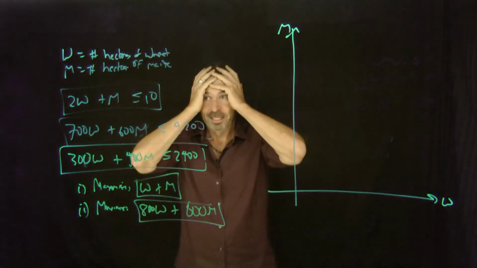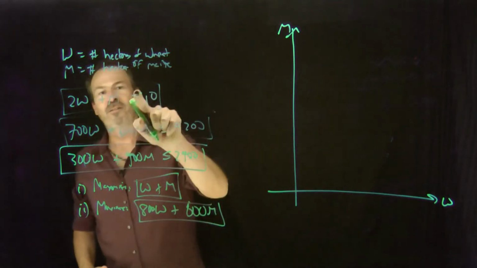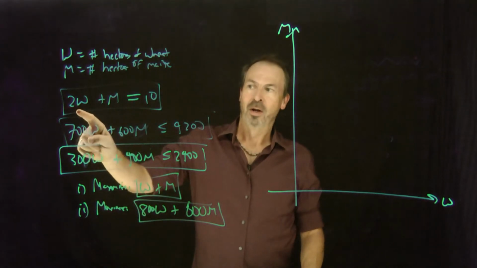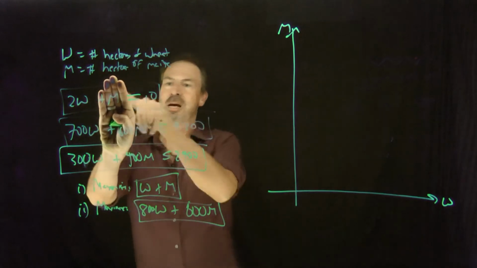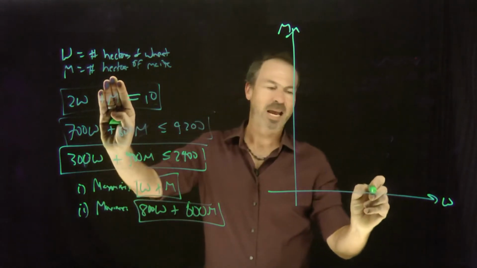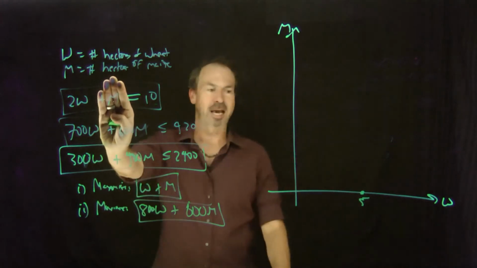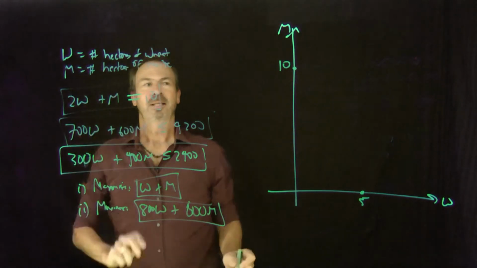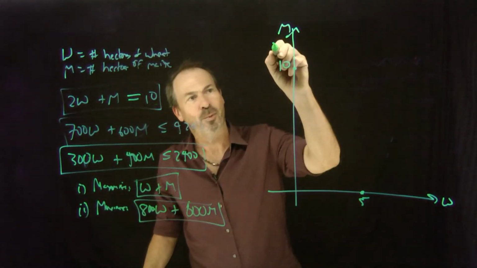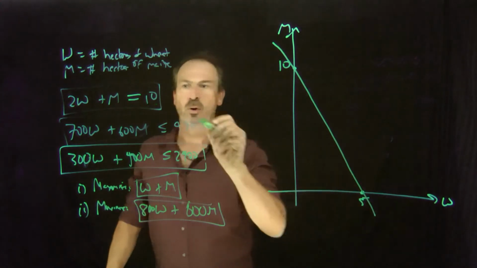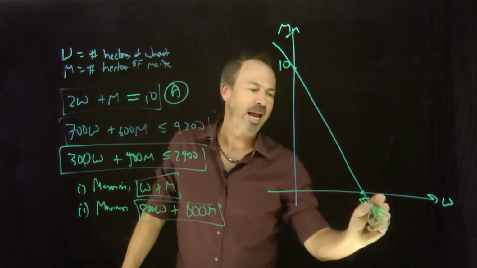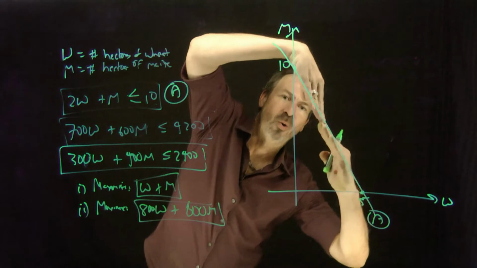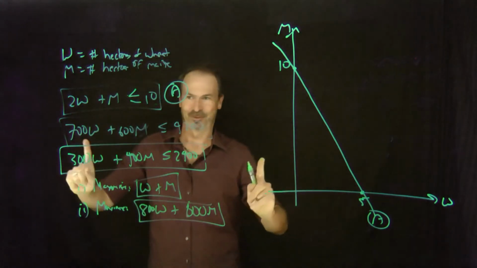Okay, so my brain says, let's look at, first of all, this being a line equals 10. So let's see, when m is 0, 2w equals 10, so w will be 5. So 5 and m is 0. And when w is 0, m would be 10, bingo. So there's 2 points on that line. Beautiful. Let me call this line A. There is line A. And then less than or equal to 10 will be all this region over here.